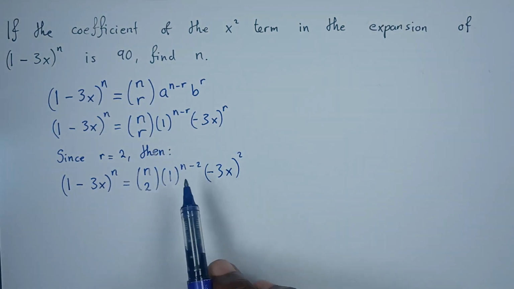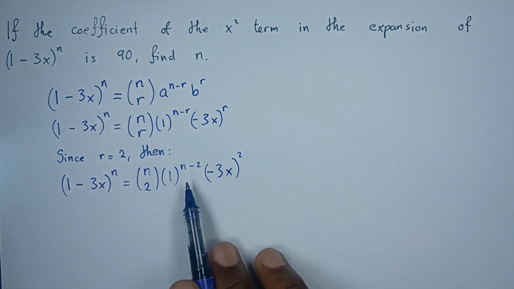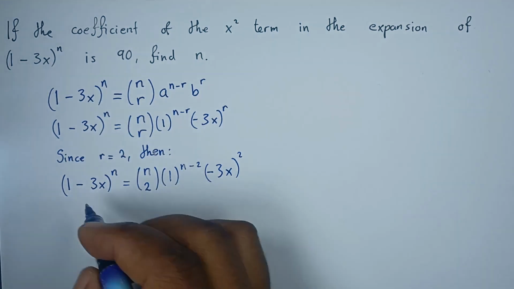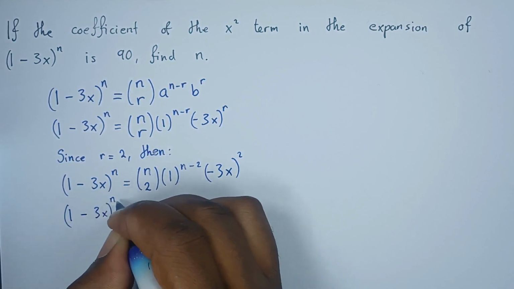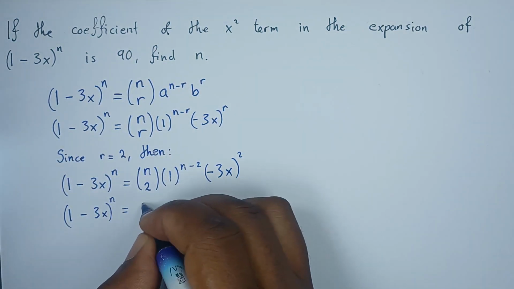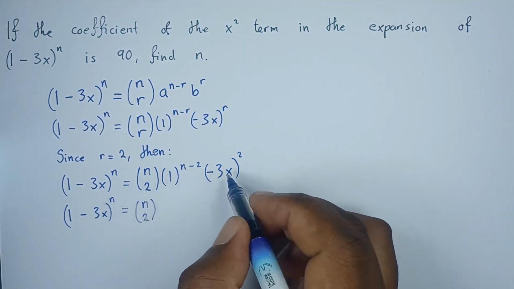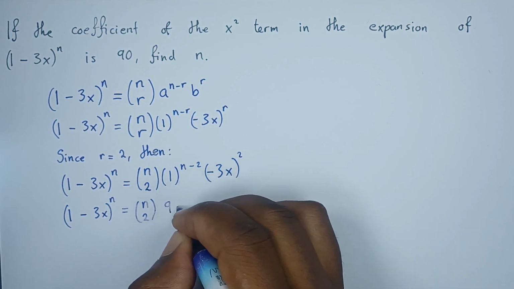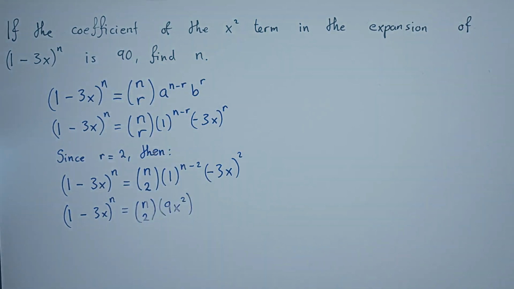Okay, so it's important to note that for this part here, 1 raised to any number will just be 1. So in (1 minus 3x) to the power n, what we have is just n combine 2, and for this part, we have 9x squared, like that.